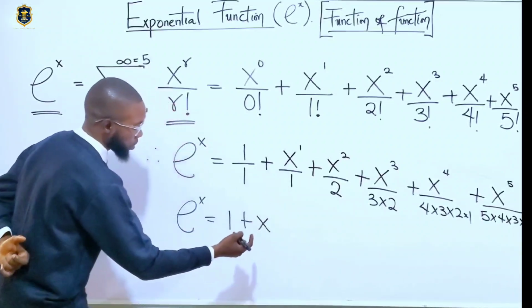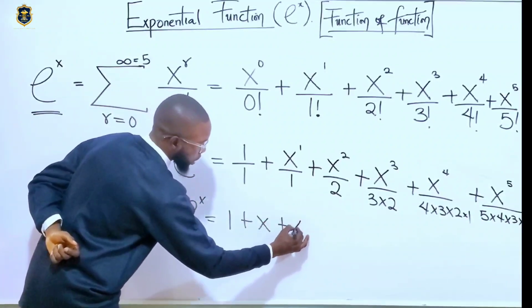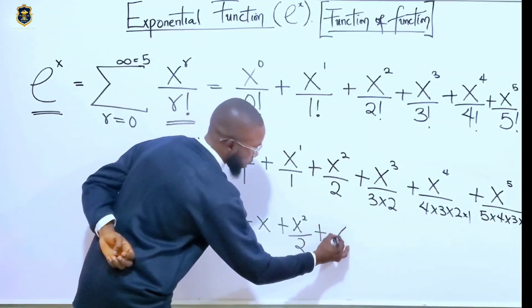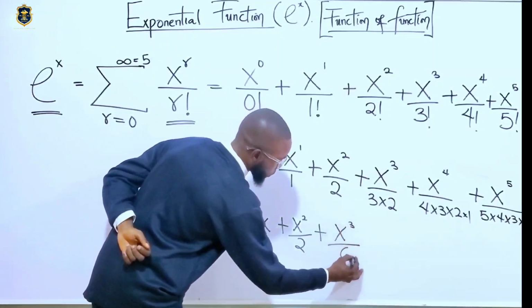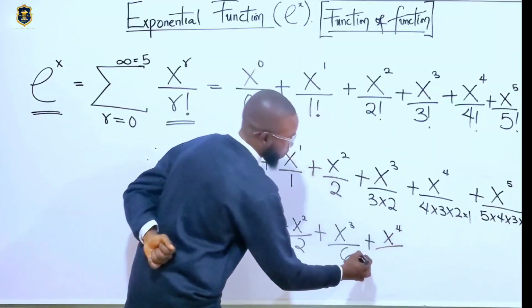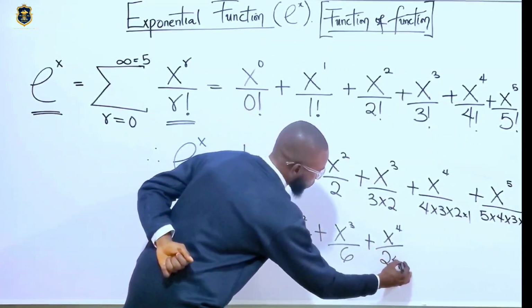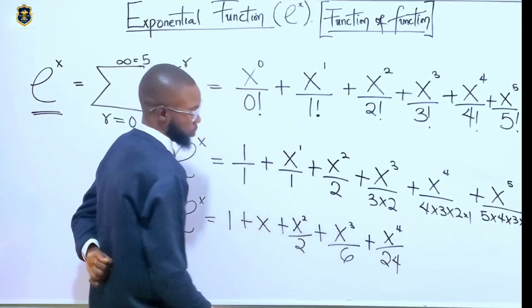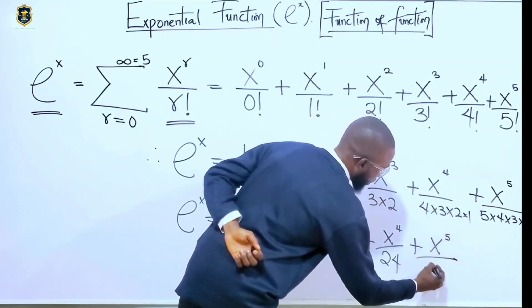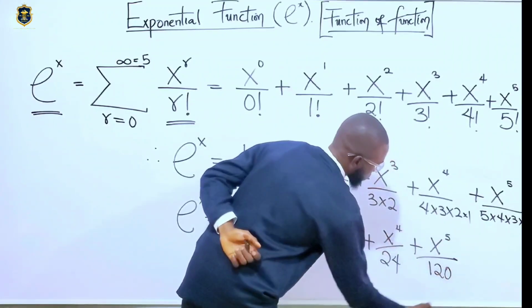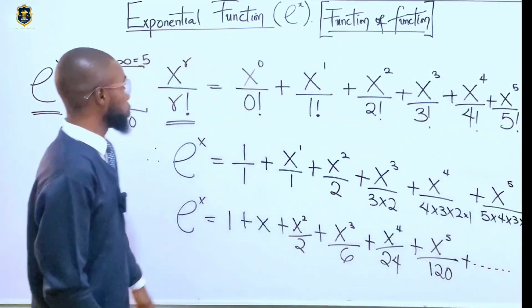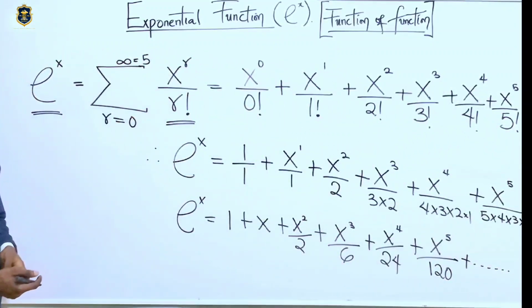e raised to the power of x is seen as 1 plus x plus x squared over 2 plus x raised to the power 3 over 6 plus x raised to the power 4 over 24 plus x raised to the power 5 over 120, and then plus so on and so forth, to infinity.